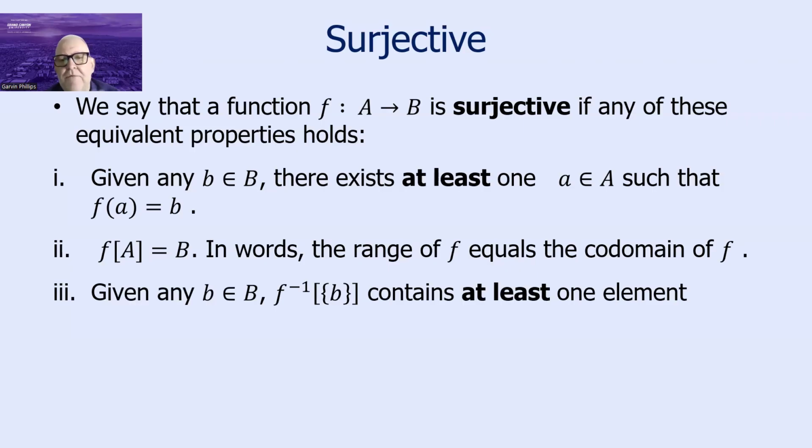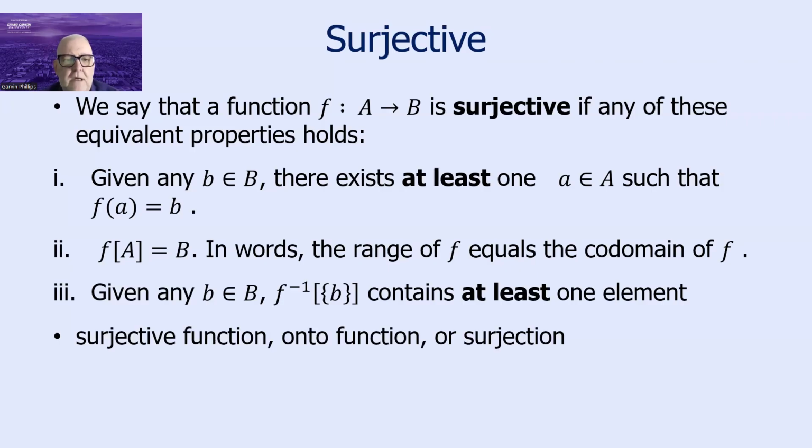This is one of the ways you can do it, and it's given any B in our capital B, any element of our capital B. We take the inverse of our set of elements, and it contains at least one element. That actually is easier to prove usually. Usually it's 1 or 3 are the two easy ones. Surjective is also called onto or surjection.